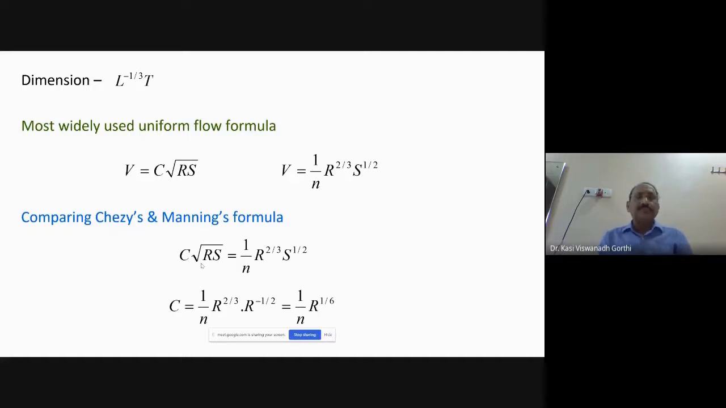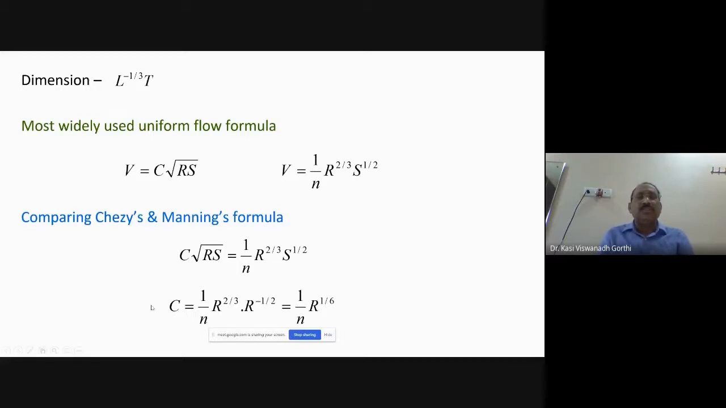Out of these equations, the most widely used are Manning's formula and Chezy's formula. Chezy's formula is given by V is equal to C root RS, and Manning's formula is given by V is equal to 1 by n R to the power 2/3 S to the power half. Both the equations, Manning's as well as Chezy's, are for finding the velocity only. So why do we compare both of these, Chezy's and Manning's?